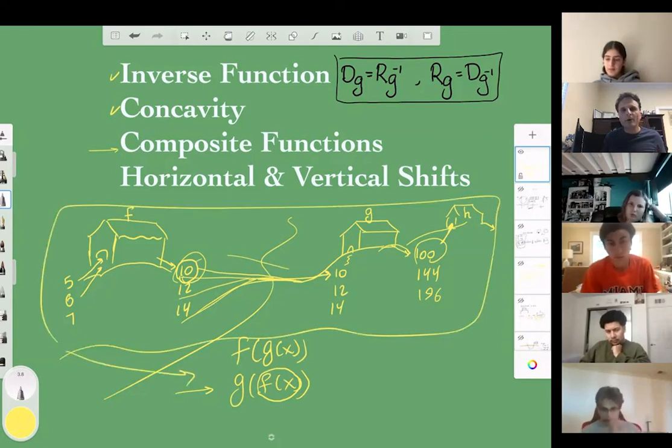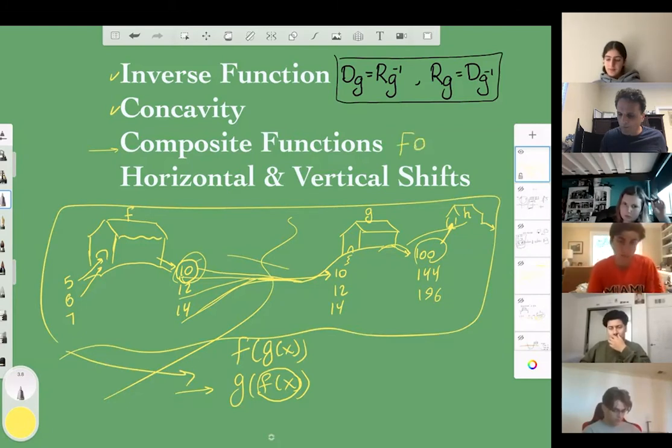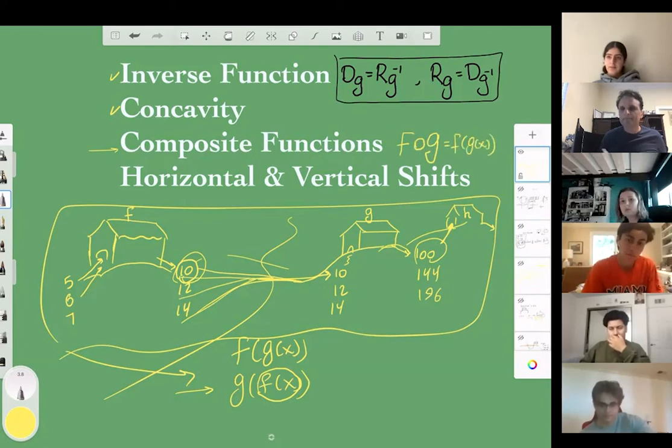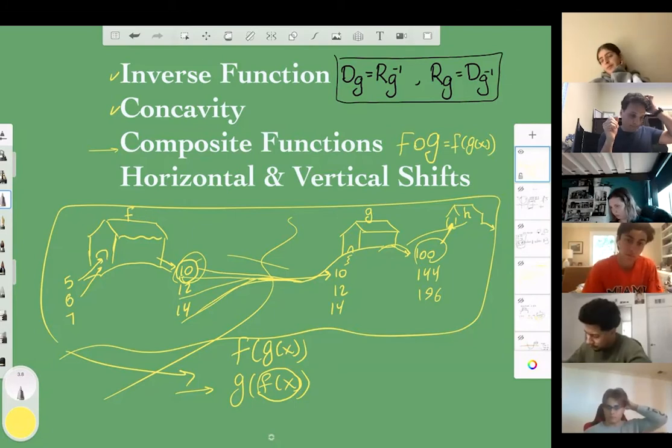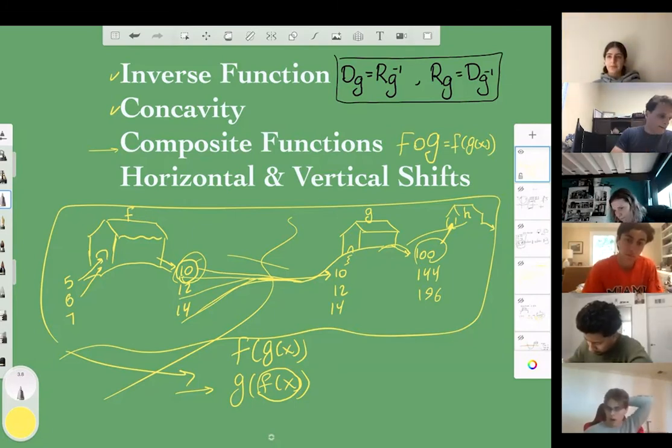How do we write a composite function? We write f o g. This is the same as f of g of x. That small circle doesn't mean multiplication. That means just composing. All right, let's have a couple examples.